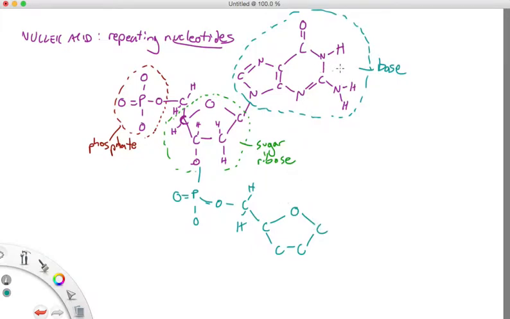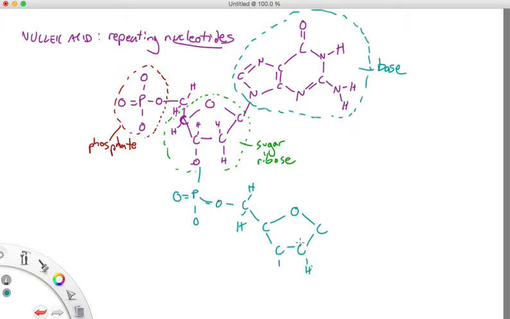Now this base could be this kind of structure. There's 4 other bases that it could be, but overall they're about the same. They either have 1 ring or 2 rings. They're very similar to each other. But anyway, that's the basic structure of a nucleotide right here, and a nucleic acid is if you have more than one that's repeating.